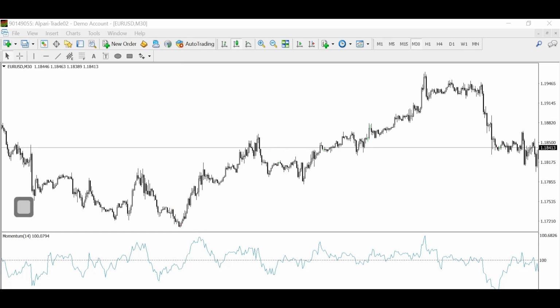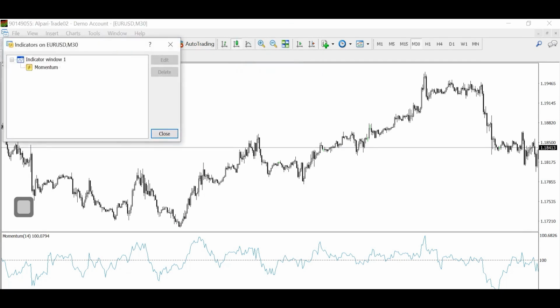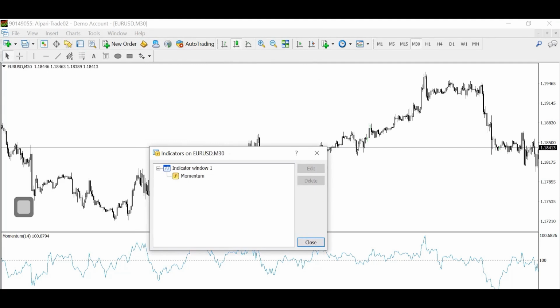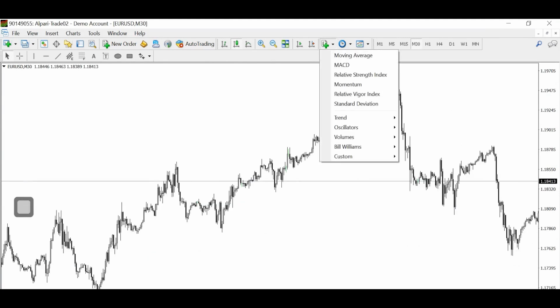Okay guys, another way to remove the indicator is to right-click on the screen and select this part called Indicator List. Of course, you can also do this using the shortcut key Ctrl+L. This page will open and you can select the indicator you want, edit it or delete it. That's how we do it. Now let's move on to the next indicator.